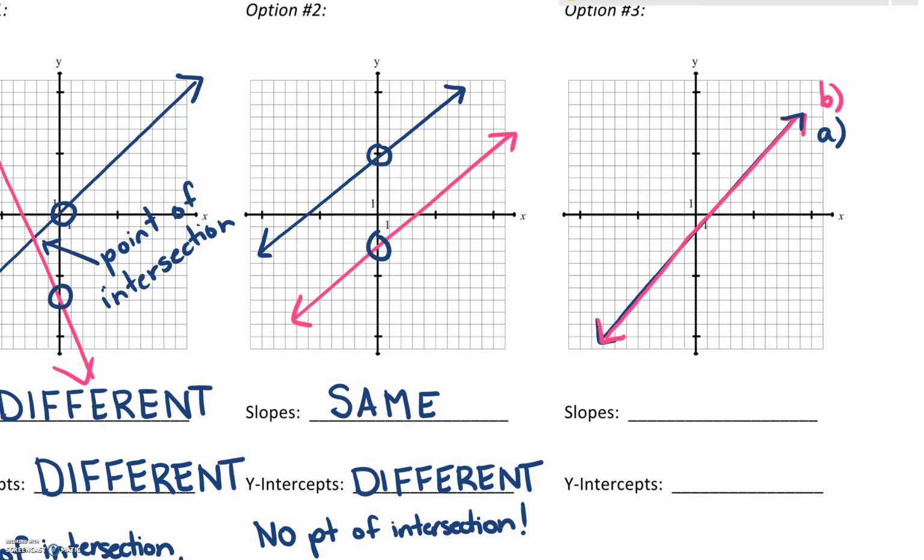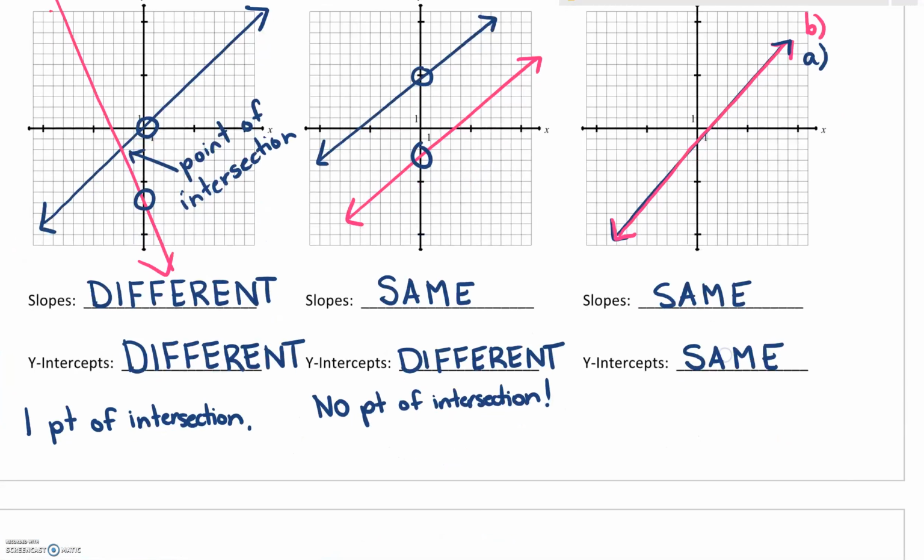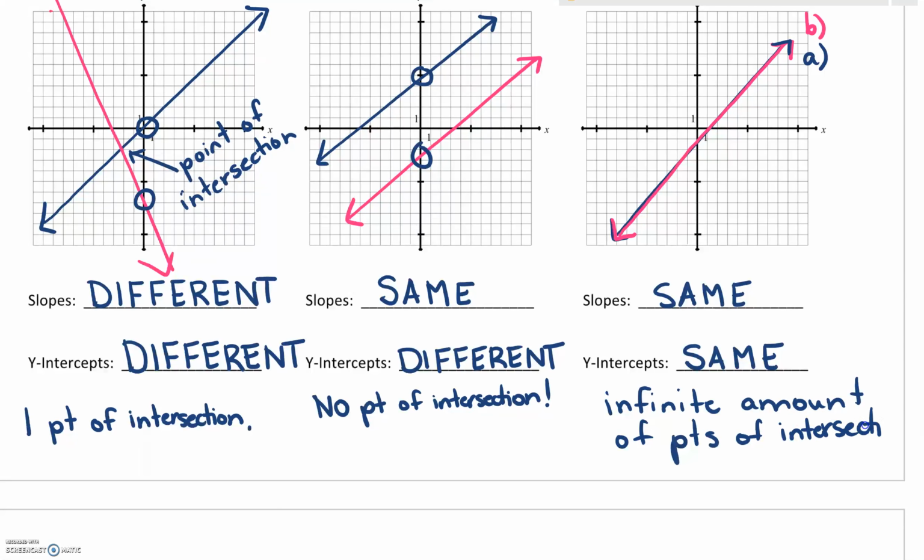And when they're overlapping, that means they're the exact same line, which means that the slopes will be the same. And this is the only situation where the y-intercepts are also the same. So in this example, there's an infinite amount of points of intersection. Everywhere you look on this line, there's a point of intersection because both graphs are overlapping.